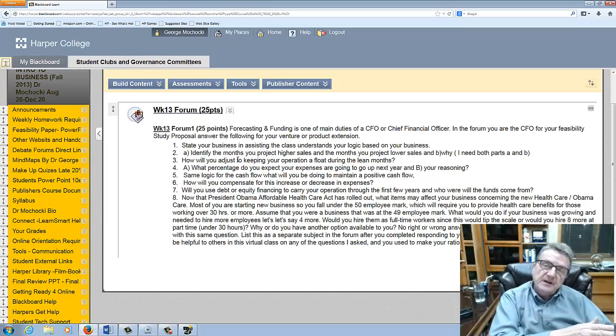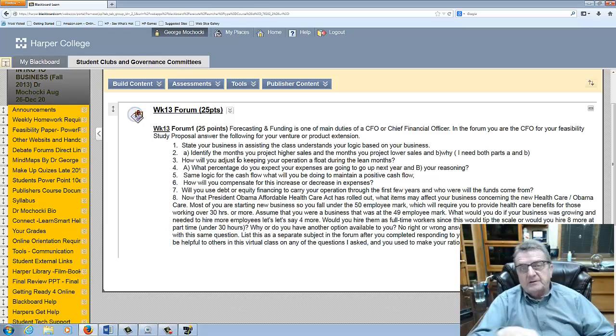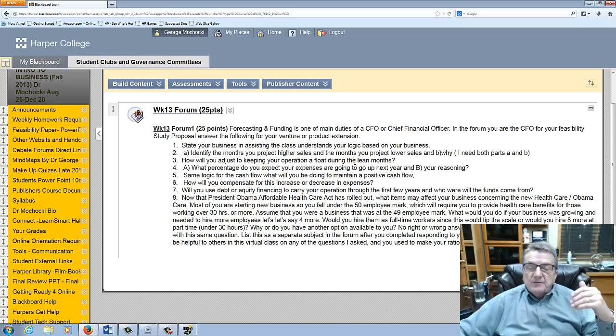Do I need it ahead of time? And if you're going to look at your budgets with your accounting, it's not going to be a straight line. You're going to have peaks and valleys. What I want you to identify is which months you think are going to be higher and which months are going to be lower, and how you will adjust and keep your operation afloat during the lean months.